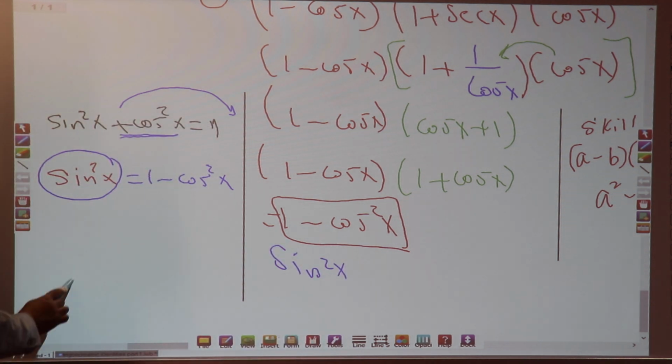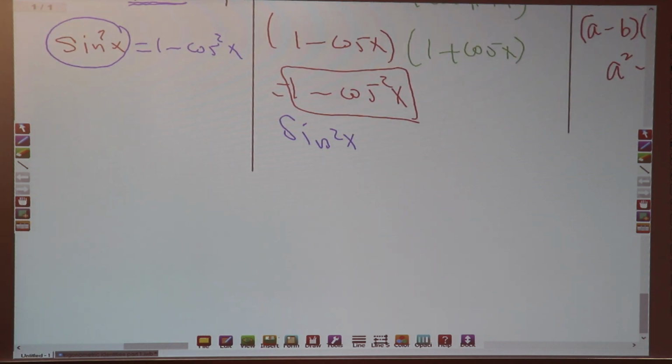More examples, more understanding. After you watch the video, try to repeat this problem 1 time, 2 times, 3 times. Write it again, and as much as you write, the more you understand.